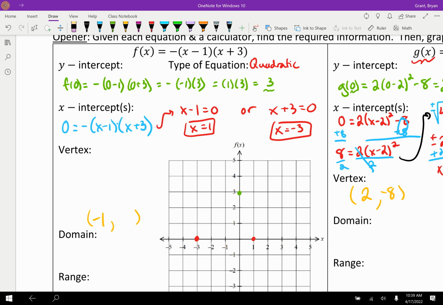Well, we take our equation that turns x's into y's. That's the only equation we have up here. And we replace x with negative 1. So I need to find f of negative 1, which is negative (negative 1 minus 1)(negative 1 plus 3).